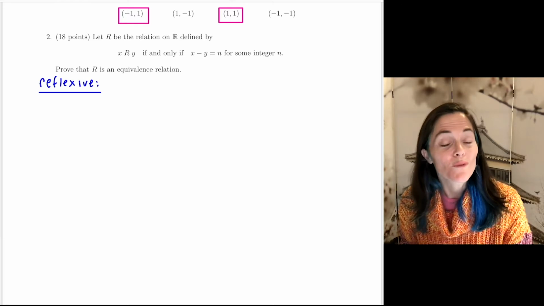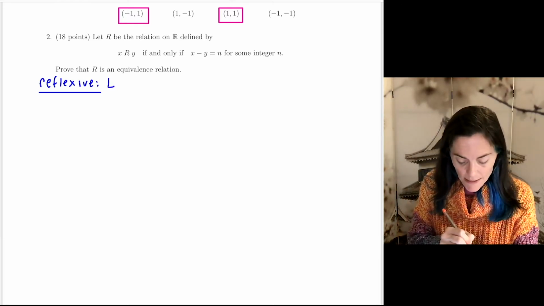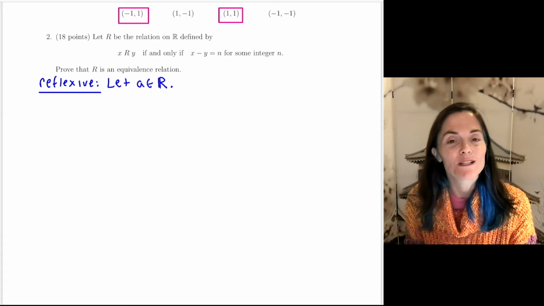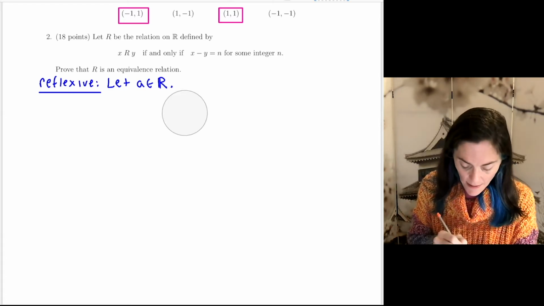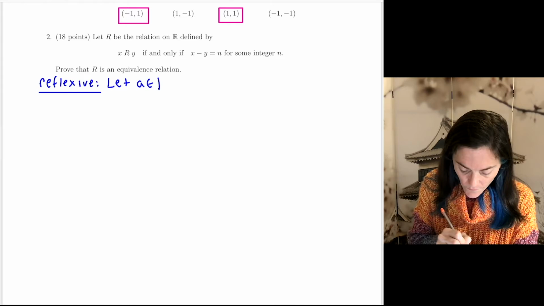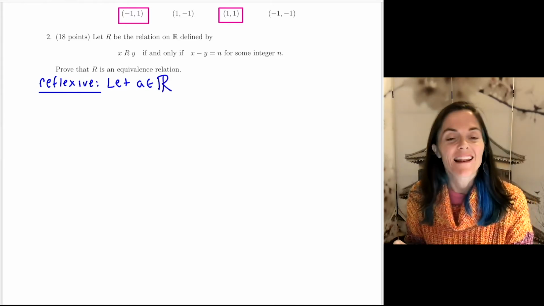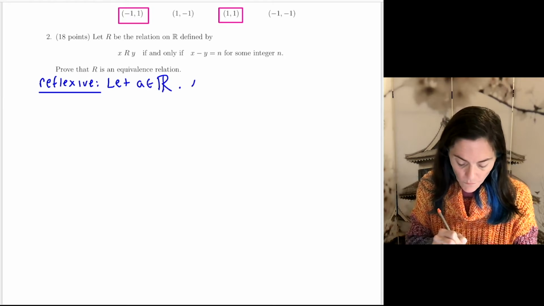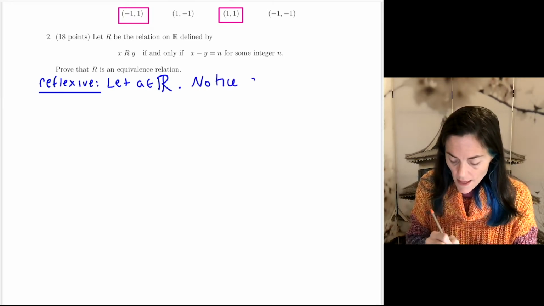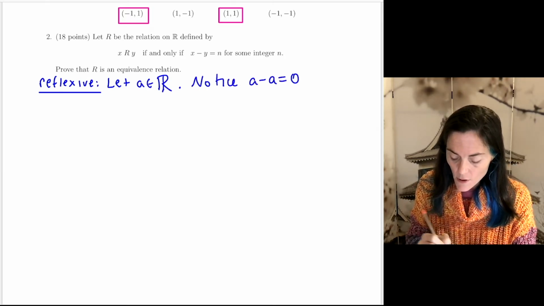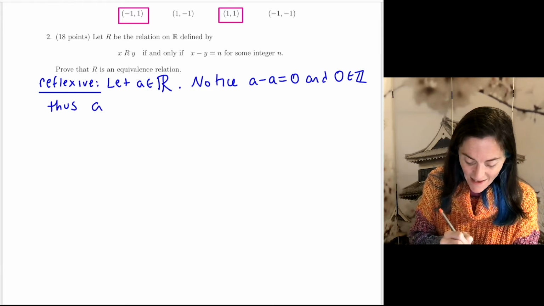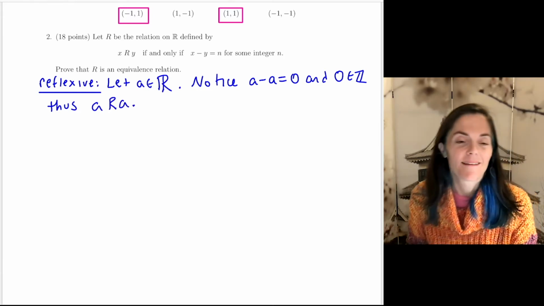So first for reflexive, we need to let's say a be an element of R, real numbers. And then we need to show that a relates to a. Well, notice a minus a is 0, and 0 is certainly an integer. And so we get that a relates to a.